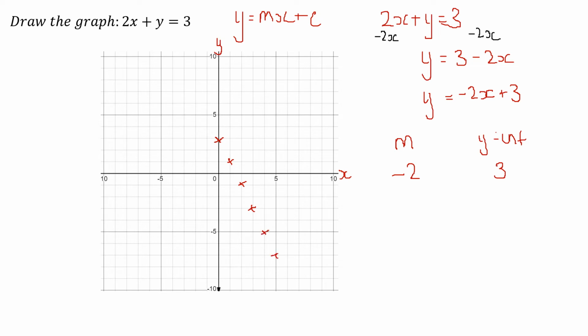And then once you've got enough points, we can join it up. So remember, pencil and ruler, we're just going to put a line through. So yours will look a lot better than mine. Keep extending it. And you should have a line, something like that.